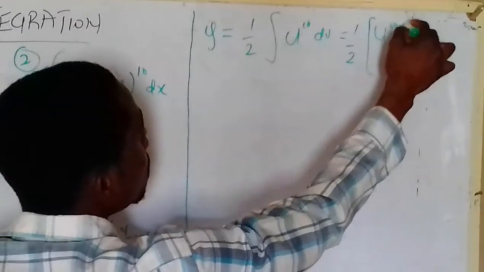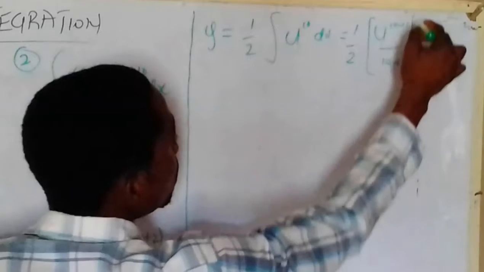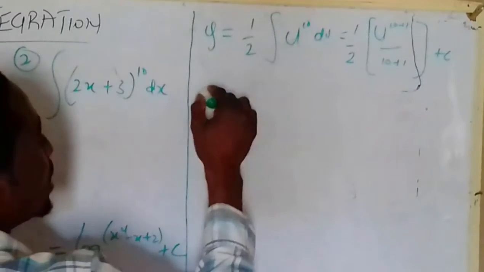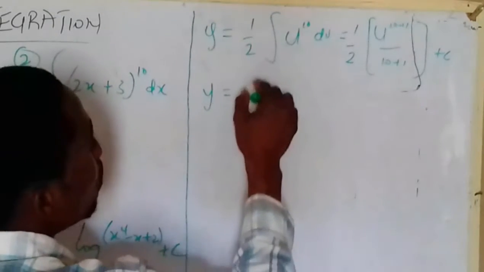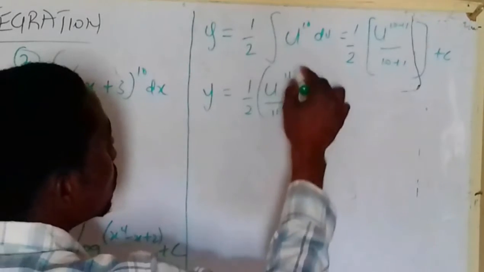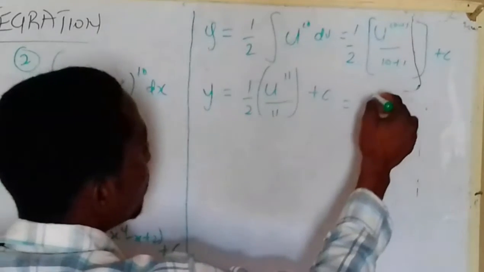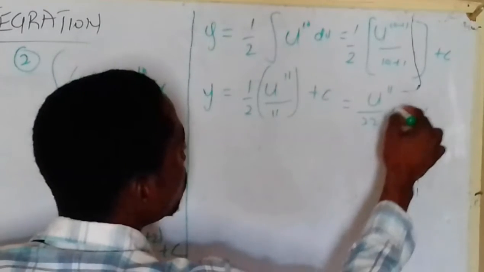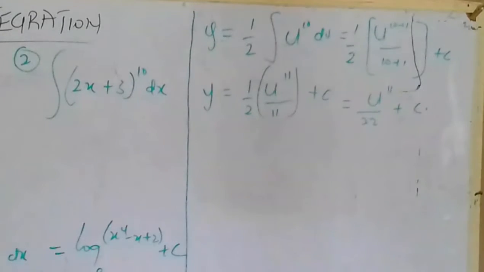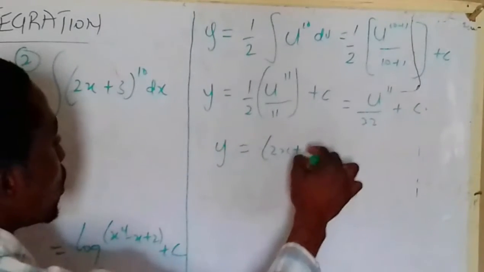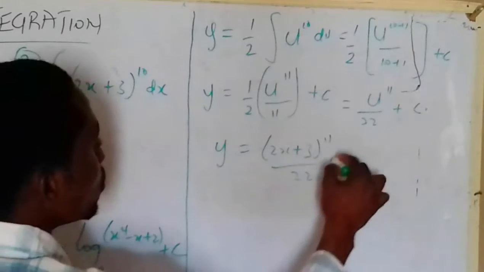U raised to power 10 plus 1, plus C. Now, in that case, my y is going to be equal to 1 over 2 u raised to power 11 over 11 plus C. Finally, I have u raised to power 11 over 22 plus C. When my u is 2x plus 3, I'm going to have my y equal to 2x plus 3 all raised to 11 over 22 plus C.